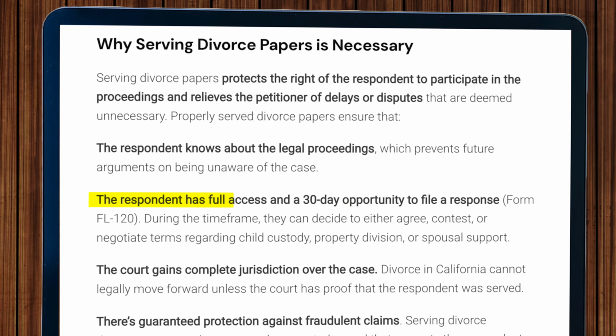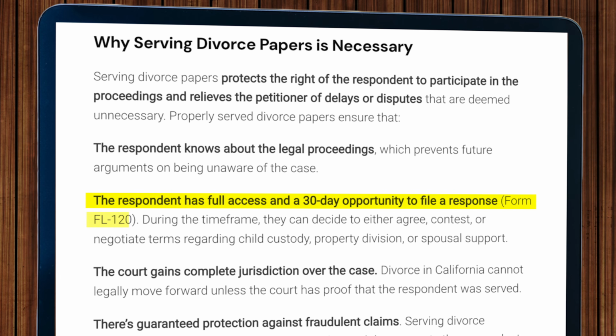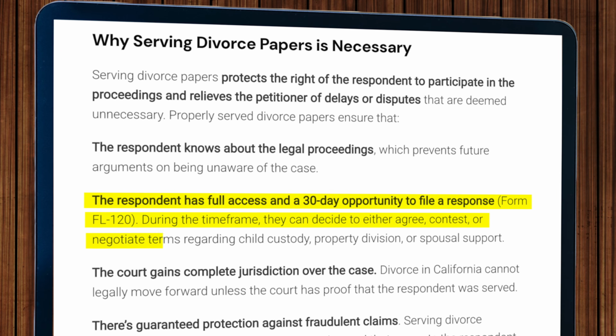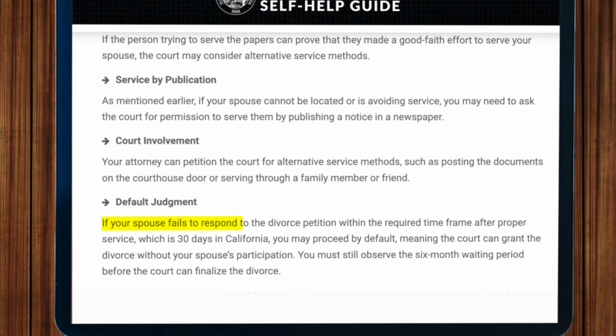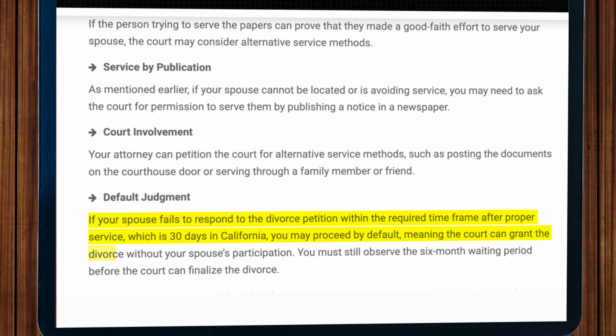Step 3. The response. After being served, the respondent typically has 30 days to file a response with the court. In their response, the respondent can agree with the petitioner's requests, disagree with certain aspects, or make their own requests regarding issues like property division, child custody, and support. If the respondent fails to file a response within the 30-day time frame, the petitioner can potentially proceed with a default divorce, where the court may grant the petitioner's request without further input from the respondent.